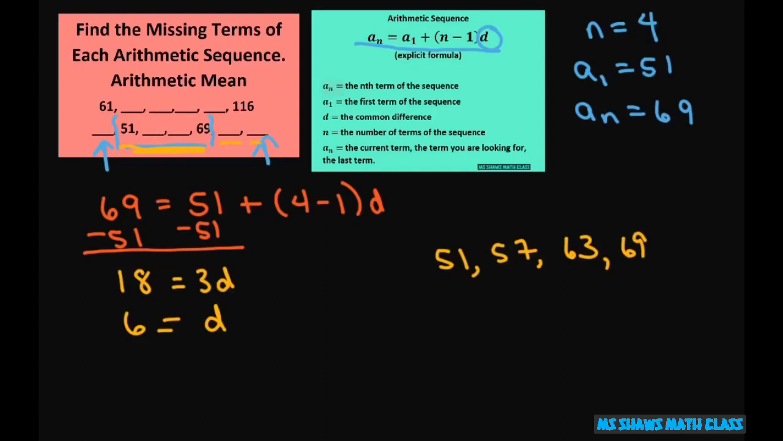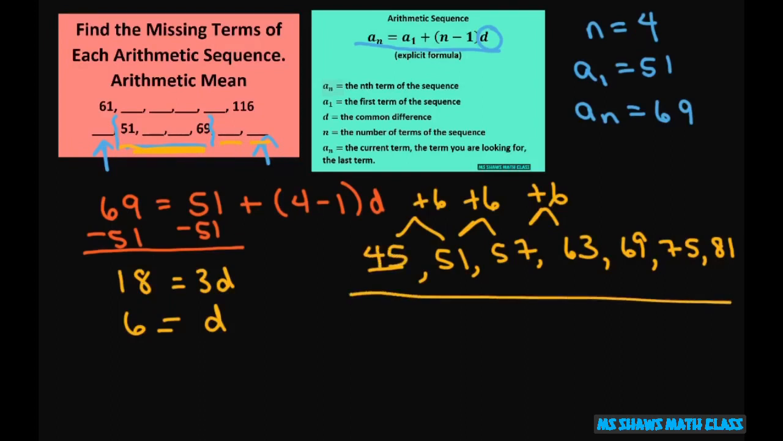Now we have 2 more slots, so add 6 again, and you're going to get 75, and then add again, you get 81. We also need a slot here. Since we kept adding 6, we need to have this plus 6, so in this case we're going to subtract 6, and you'll get 45. And then that's all your missing terms.